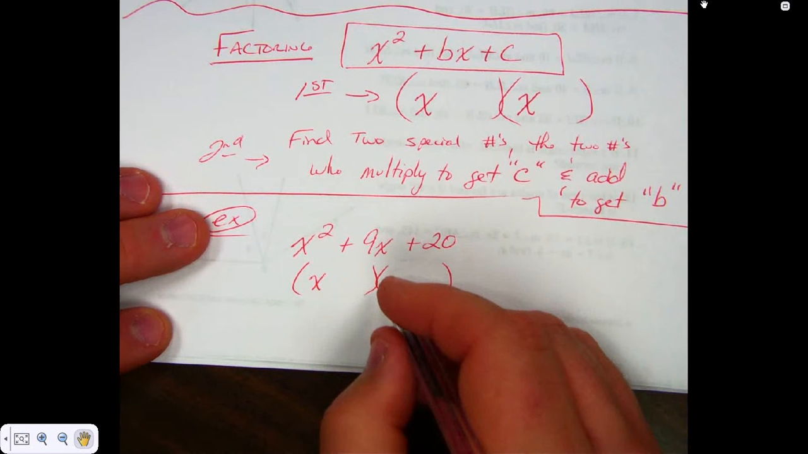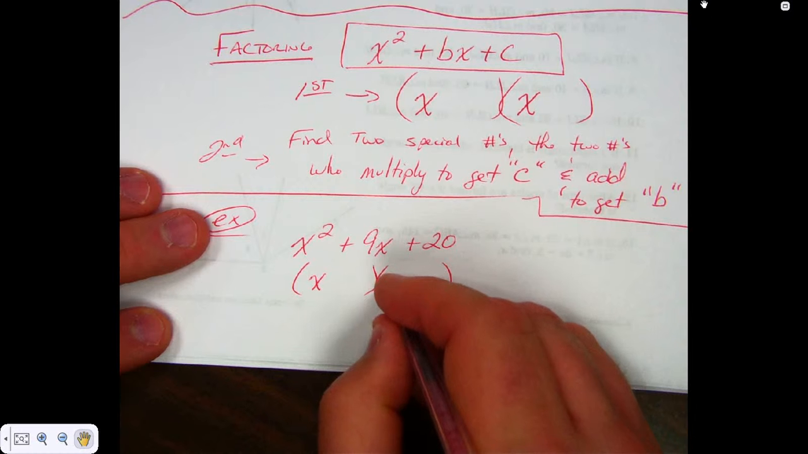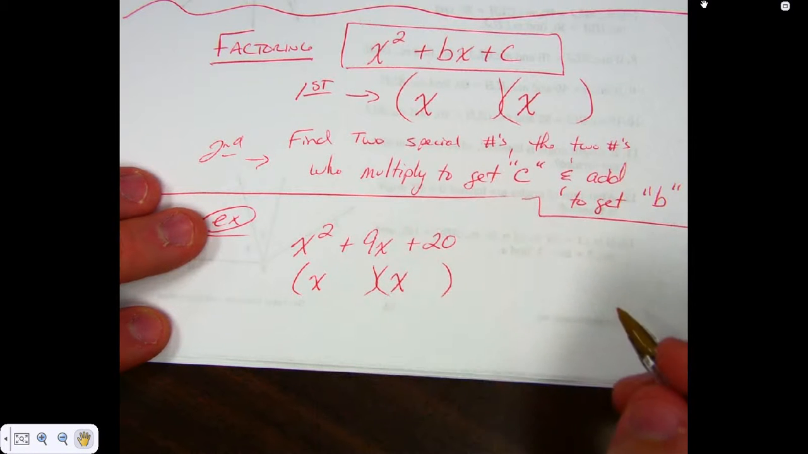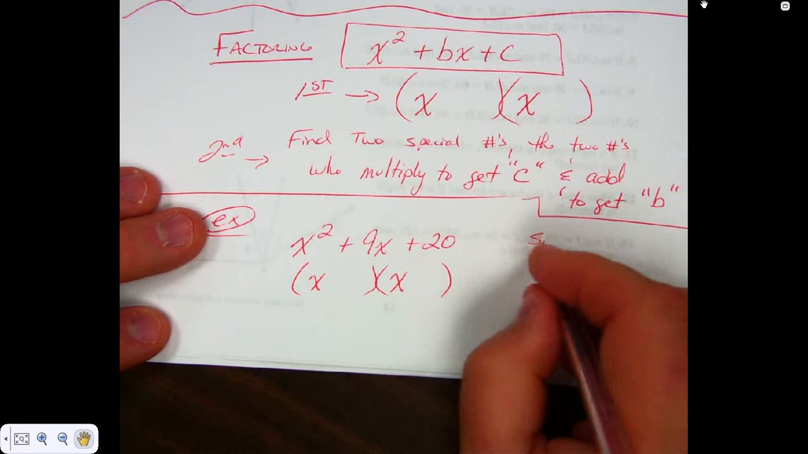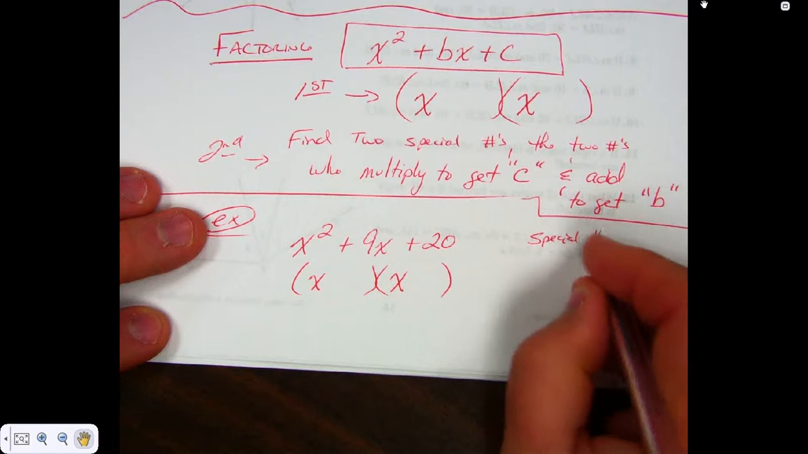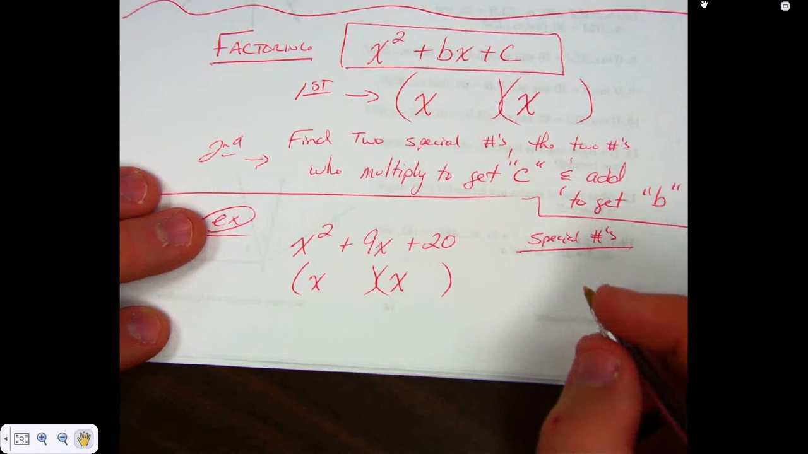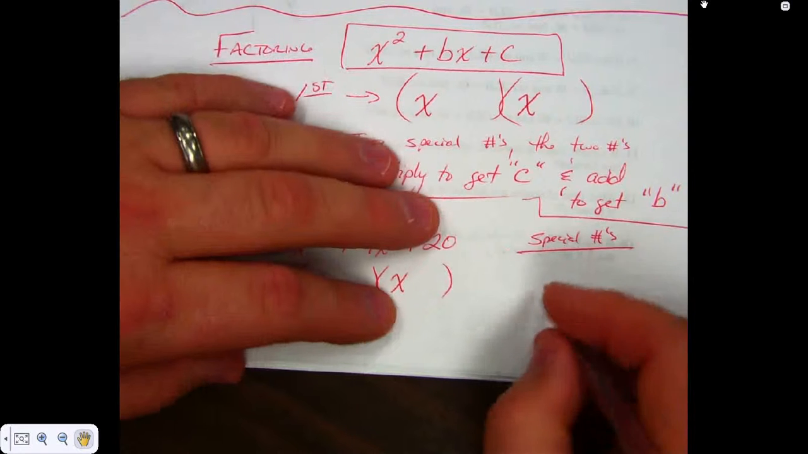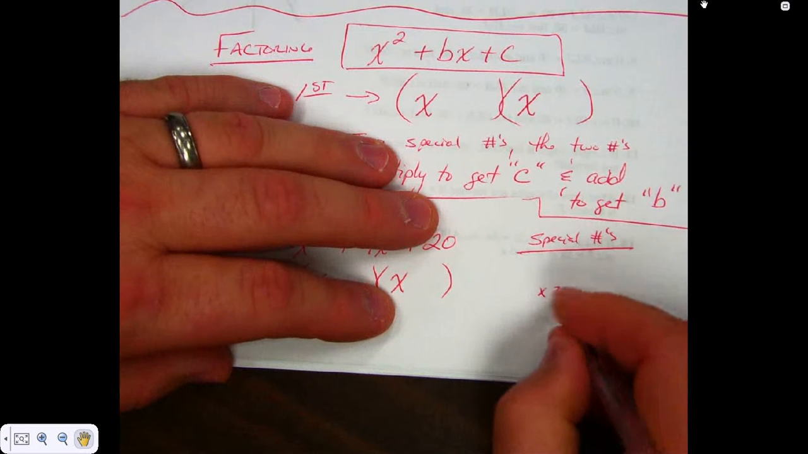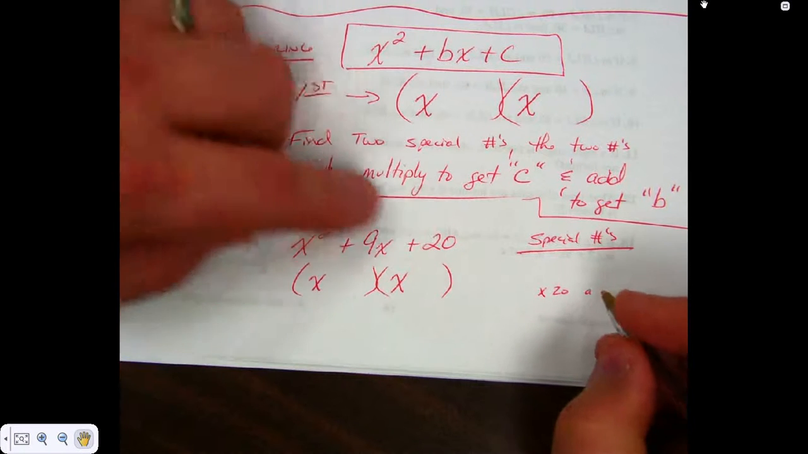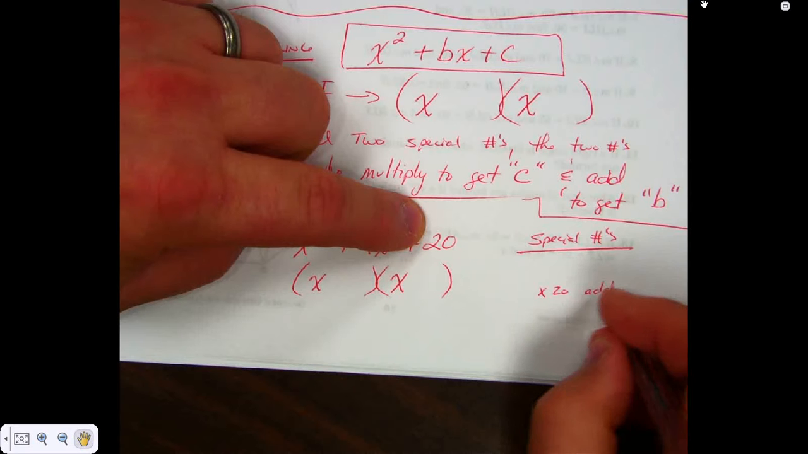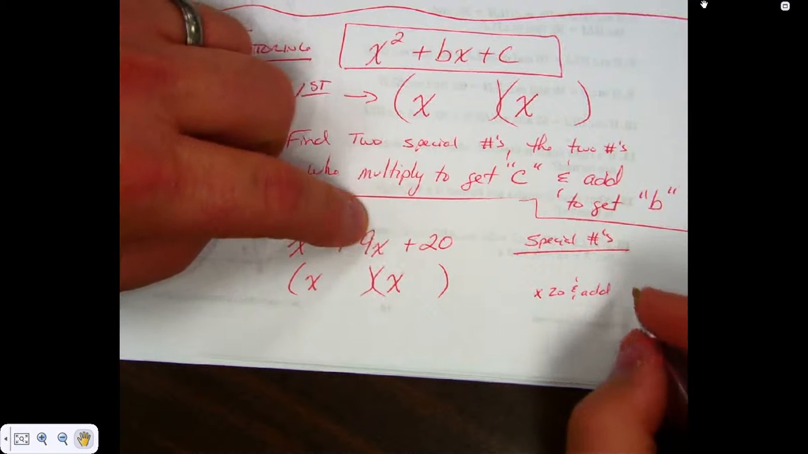Only one person in the class knows. What do I put here? X. Then I find my special numbers, which I want you to find too. Now, here's what I do. I need numbers that multiply to get 20, because that's what C is, right? And add to get what?